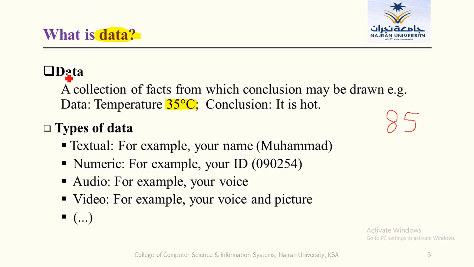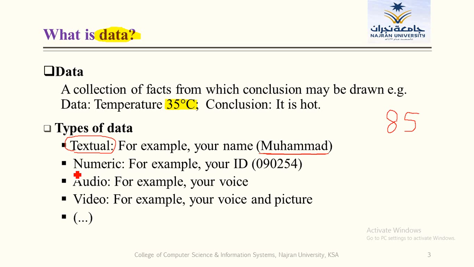So we have different types of data. Here I mention 4 different types of data. First one is textual. Textual, for example, your name. For example, here I have written Muhammad. This is a textual form of data. Let's suppose I write here Najran. Najran is the name of a city. This is also a textual form of data. We have different types of data available here, and one of them is the textual form of data.